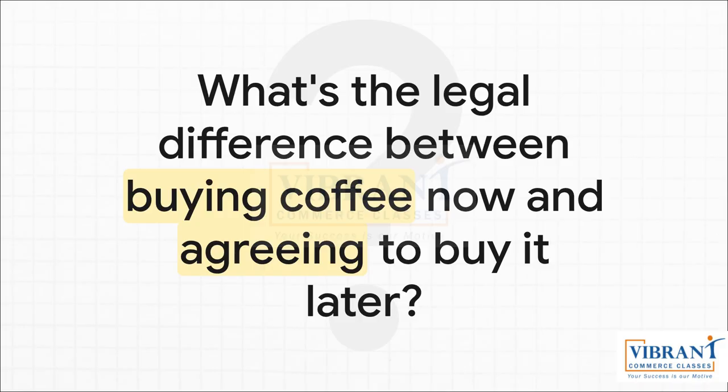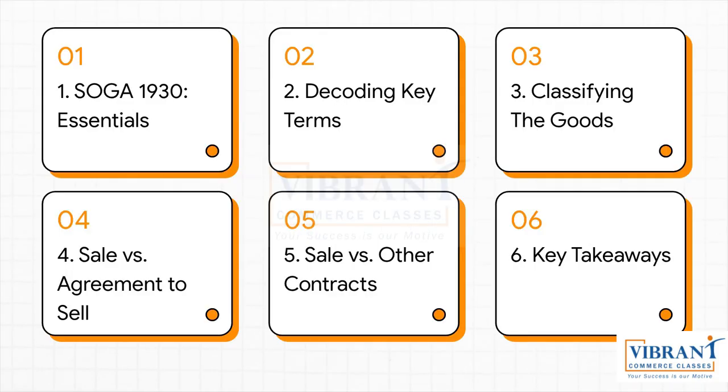Let's get into it. Okay, here's our game plan. We'll kick things off with the absolute essentials of the Act. Then, we'll get into some key terms you gotta know. After that, we'll look at how goods are classified, which leads us to the big one, sale versus agreement to sell. We'll also see how a sale differs from other contracts, and finally, we'll wrap it all up with the key takeaways you can take straight to your exam.